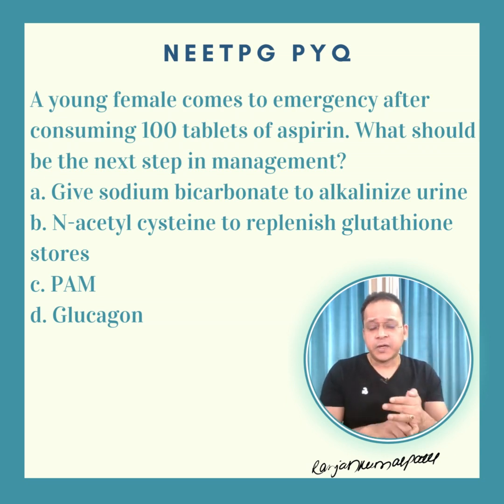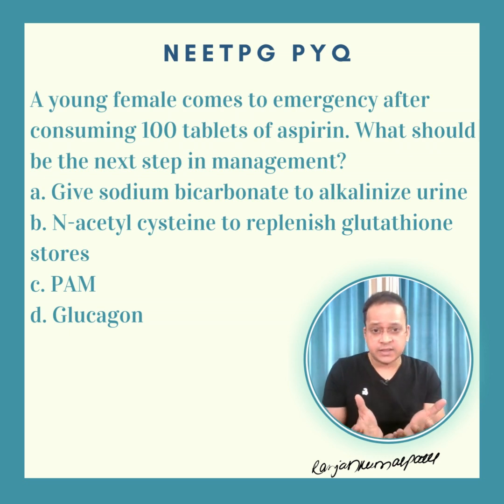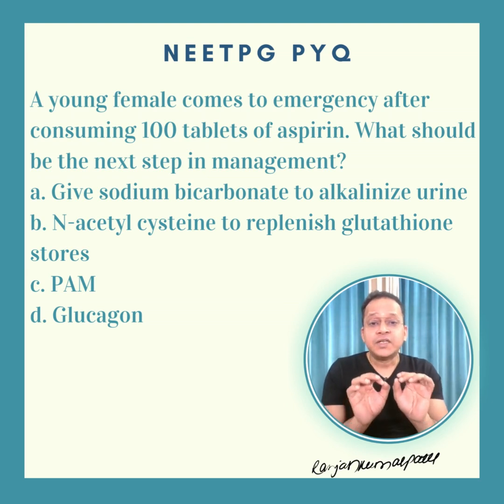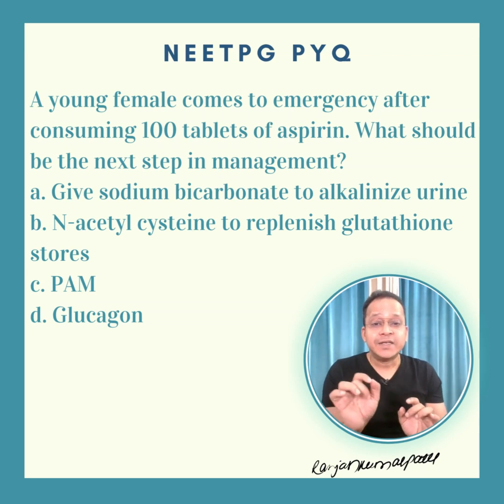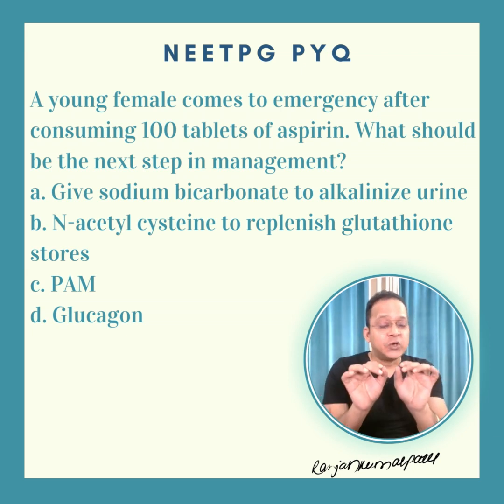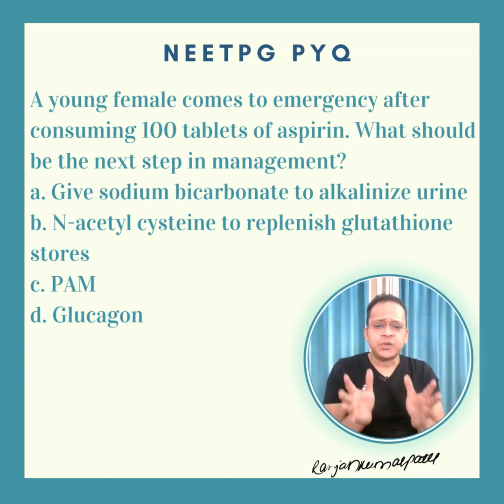PYQ number 5: whenever I give atropine to a patient of organophosphate poisoning, how do I know that the patient has been adequately atropinized? The most commonly used marker is pupil size. But which is the most specific marker of adequate atropinization? Your answer is not pupil size, it is normalization of respiratory secretions. So these are some of the PYQs which have been asked with respect to PAM or pralidoxime.